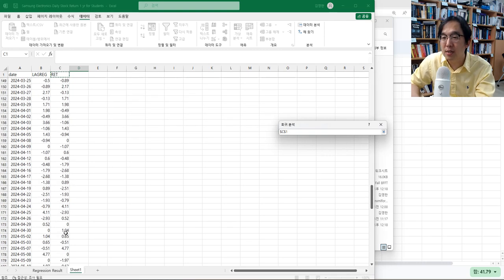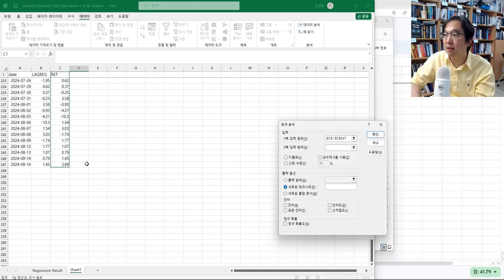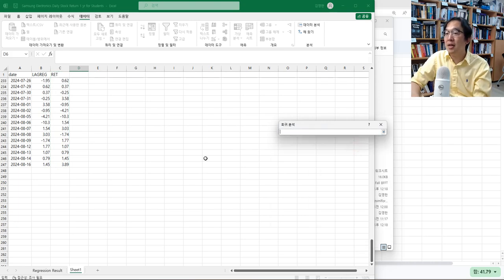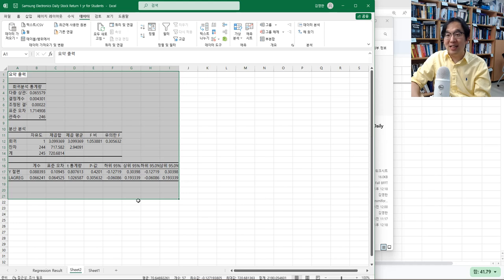So this is it. From the label to the end, I say enter, and then x-axis variable should be this. I click this one and shift click lag return. Then I select the whole column of this variable and I check name tag, because the first item that I clicked is not the data but the label or the variable name. Okay, so I said yes.